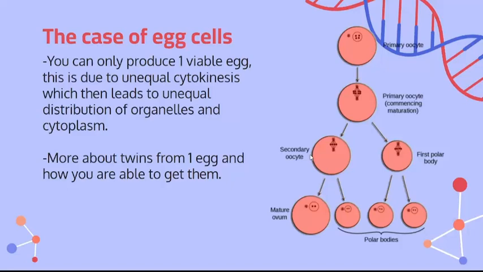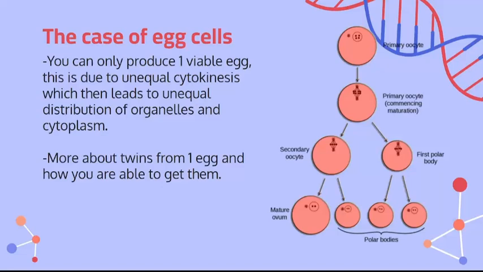It has some problems. So out of all of this process and division, you only produce one actual working egg cell. This is because of the unequal cytokinesis, which then leads to unequal distribution of organelles and cytoplasm. And eventually they're dead. They're polar bodies. They don't have enough resources for them to go on and live. So the only thing that will survive is this one egg cell.